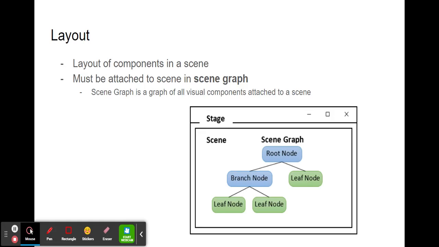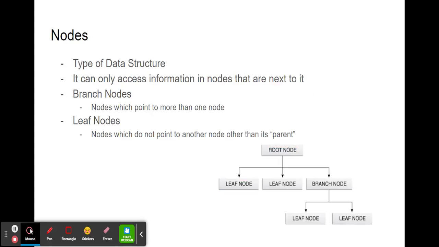And a scene graph is essentially just the graph of all the nodes, as this picture shows right here, and it's within the scene. So all the nodes connect to each other and to the next node after it. The scene graph is just a graph of the visual components attached to the scene. So this is what nodes are. It's a type of data structure, similar to a list in that it can be linear. However, it often is not.